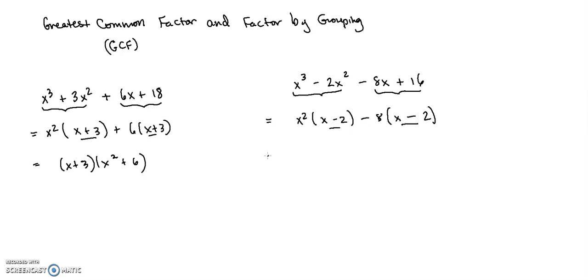Now we've got x minus 2. I can factor that out to the front, and I'm left with x squared minus 8. Okay, and then that's completely factored. So be careful of the signs as well. Sometimes you have to factor a sign out to get things to match.